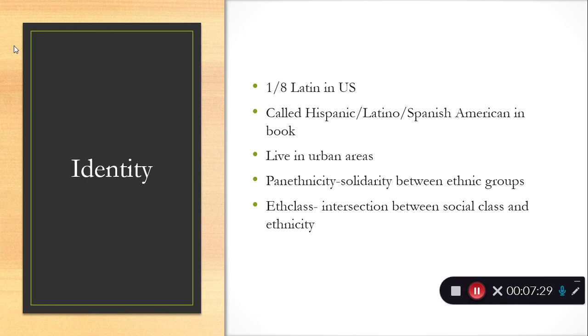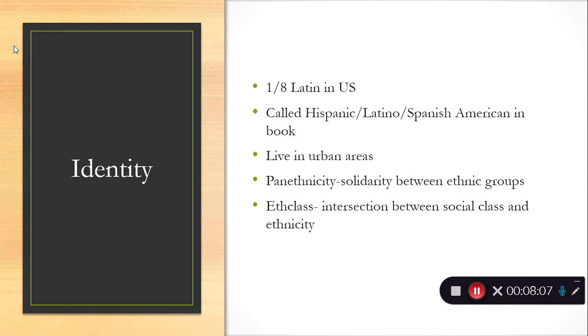So in the United States, the U.S. is 1/8 Latin American. Okay, again, what do we call it? Hispanic, Latino, Spanish American, all of these different words have been used. Should it be Mexican? That would be a really good study to go find out what people actually want to be called in modern times, okay? Historically, people from Latin America, when they immigrated to the United States, came to urban areas, okay? And again, this idea of pan-ethnicity is solidarity between ethnic groups, which means a bunch of groups came together and they decided that we are a group, okay? And then they therefore gain political power and some power over their lives.